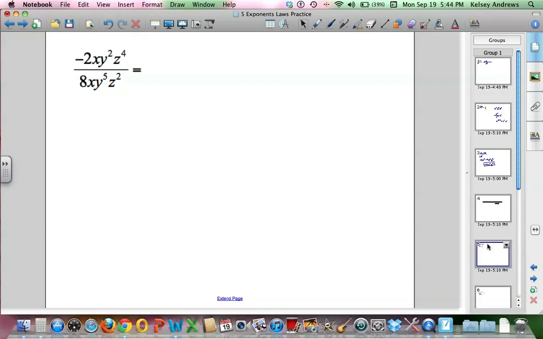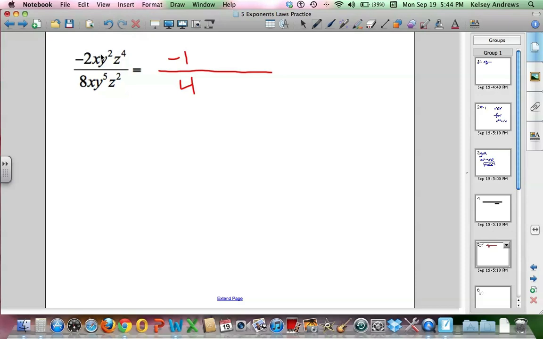So in this problem here we have one big fraction, or one big division problem. We want to think about first reducing our fraction if we can, meaning reducing the coefficient part, the numbers. So negative 2/8 can become negative 1/4, and then we can go through and look at our different variables and use our exponent laws there.